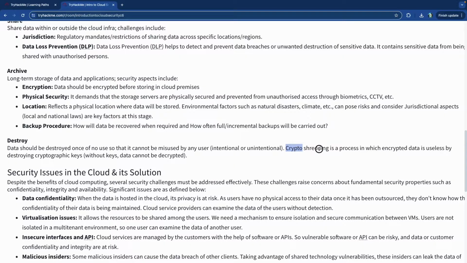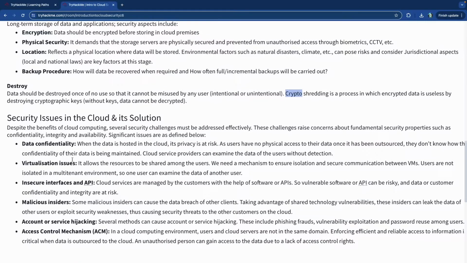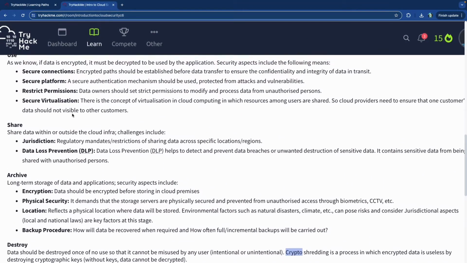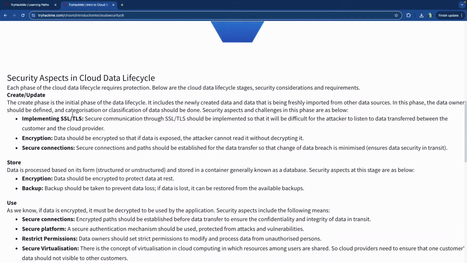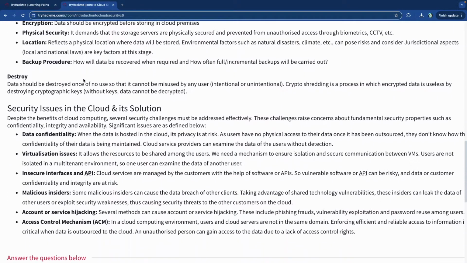of it. Crypto shredding is a process in which encrypted data is made useless by destroying the cryptographic keys, so without the keys, data cannot be decrypted. So if you just delete the cryptography that is securing those data sets, then you're technically destroying access to it. So this is all stuff that you would go through just to make sure that you're securing the various aspects of the cloud life cycle.